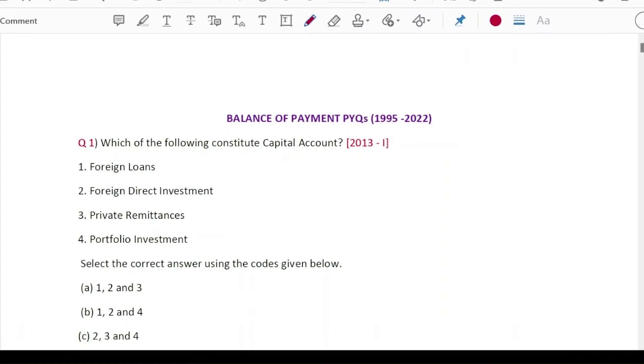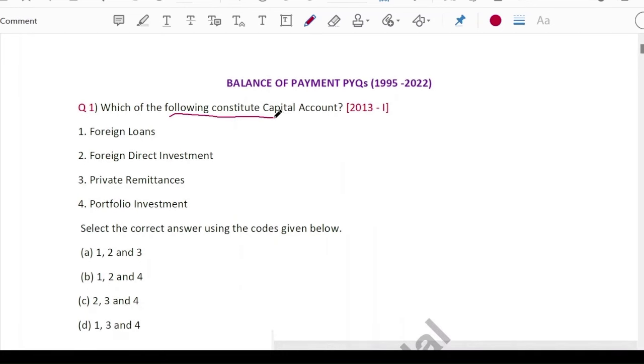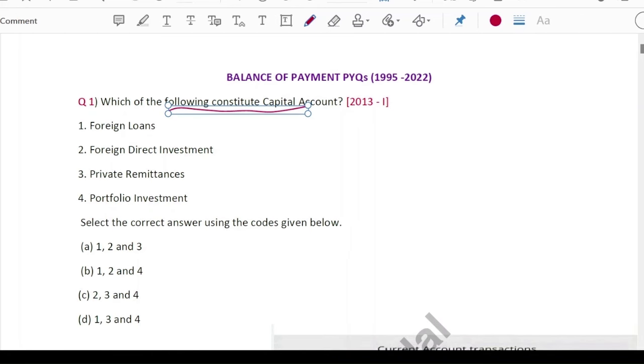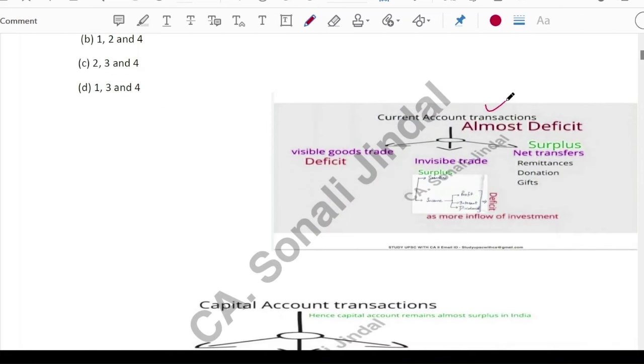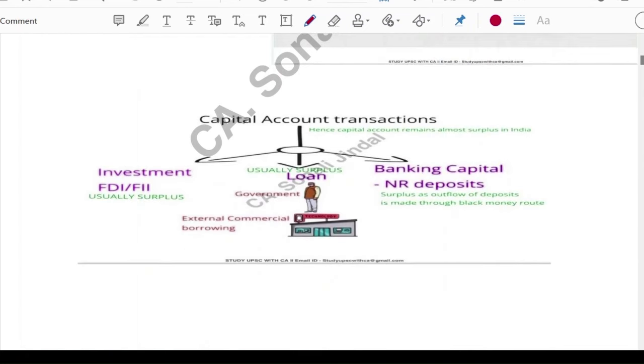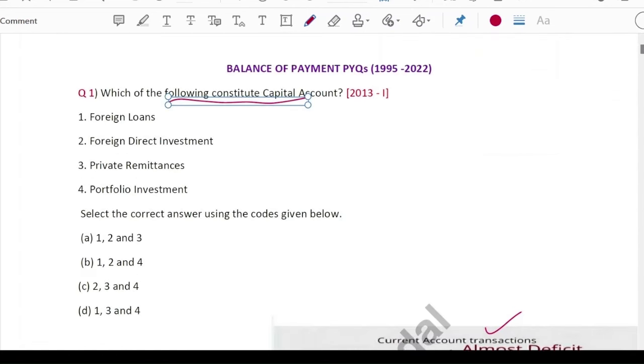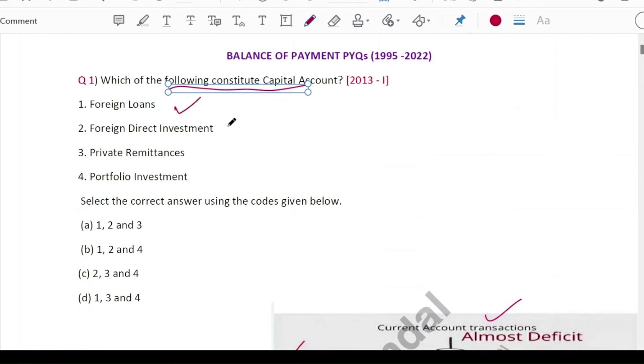Let's do the first question. Which of the following constitutes the capital account? Let's first revise what we have done in the last lecture. Current account transactions include visible goods trade, invisible trade, and net transfers. In capital account transactions, what is included? Investments, that includes FDI, FII, GDRs, loans either taken by the sovereign government or by the private companies, that is called external commercial borrowings, and the other one is banking capital. This includes deposits made by non-residents in the country. So, foreign loans, yes, this is capital account. FDI, yes, this is capital account. Private remittances, no, this is current account.